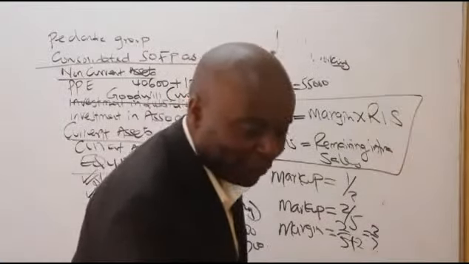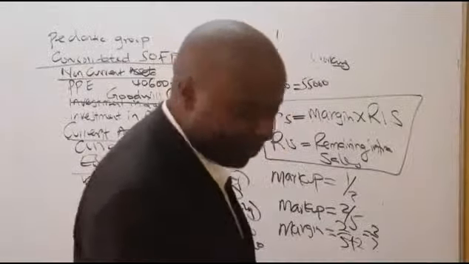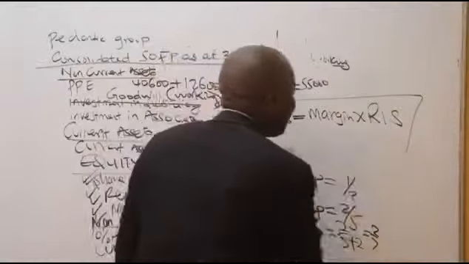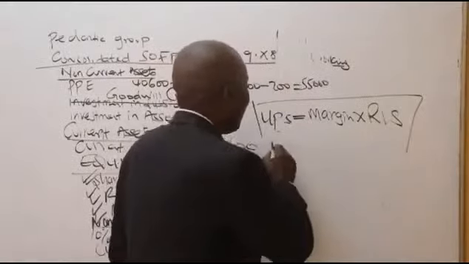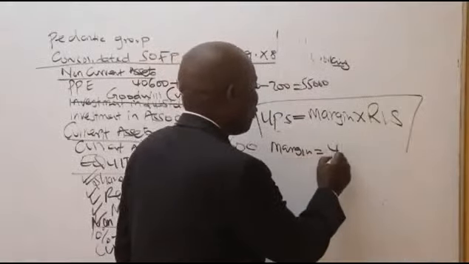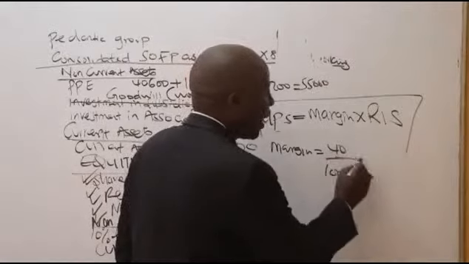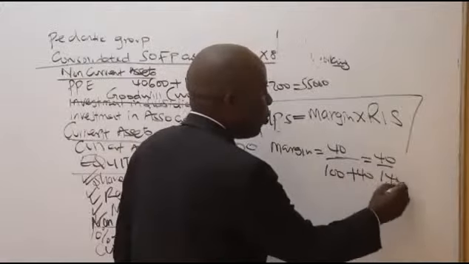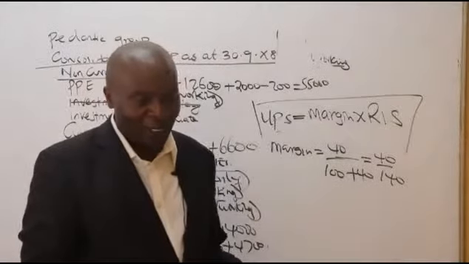Ladies and gentlemen, this examiner is a nice examiner. Even though I said he was very foolish, I was lying to you. He's a nice examiner, because he has given me a free mark here. He has said Sophistic made a markup of 40%. So first of all, I have to get the margin. If markup is 40/100, then margin will be 40/100 plus 40, which gives me 40/140. Is that right?